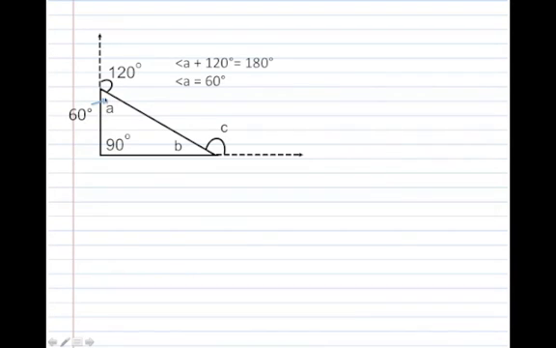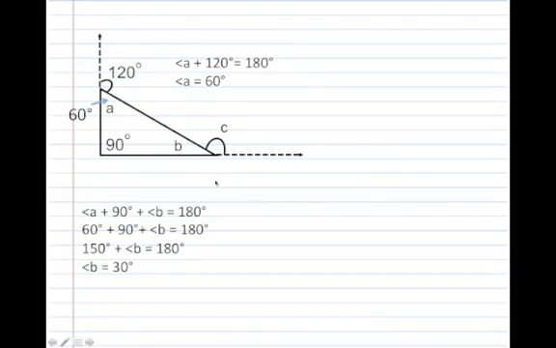Well, now that I have 2 interior measurements for this triangle, 60 degrees and 90 degrees, I can apply the angle sum theorem. Angle A plus 90 degrees plus angle B, because those are the 3 interior angles of a triangle, have to equal 180. We just discovered that angle A is 60 degrees. We had already been given the 90-degree measurement. So 150 degrees plus B has to equal 180 degrees. B must be 30 degrees.